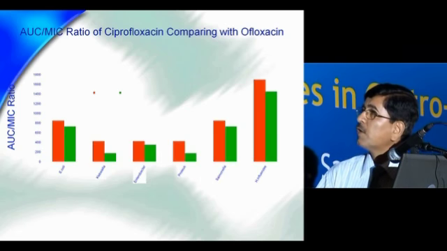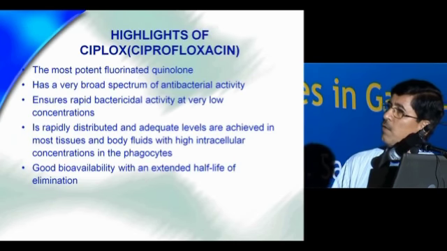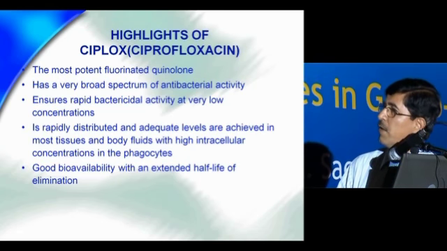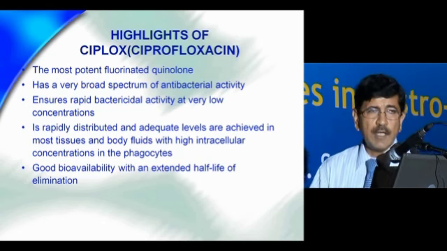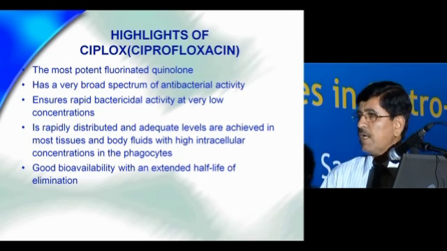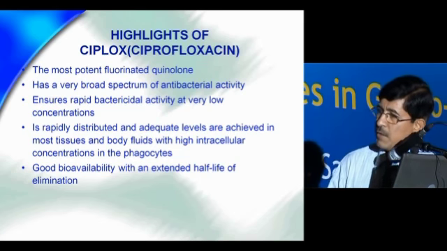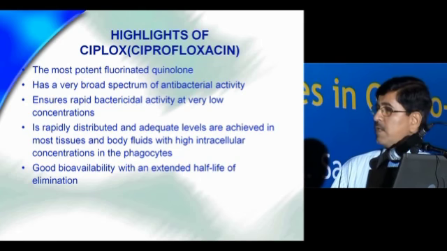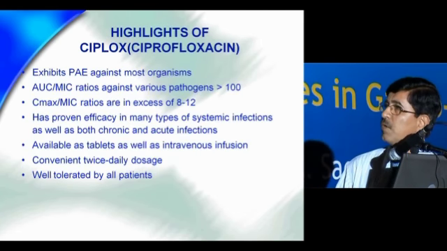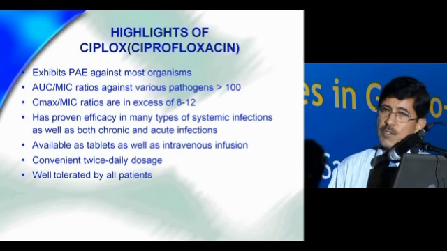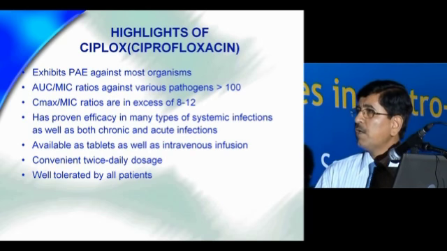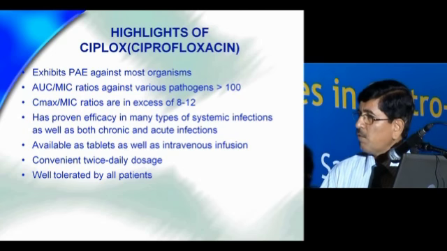It ensures rapid bactericidal activity at very low concentration and is rapidly distributed, and adequate levels are achieved in most tissues and body fluids, with high intracellular concentrations in the phagocytes. Good bioavailability with an extended elimination half-life. It exhibits effect against most organisms. AUC-MIC ratios for most pathogens are greater than 100. It has proven efficacy in many types of systemic infection, including typhoid. Available as tablets as well as IV. Convenient twice daily dosing, and well tolerated by patients.